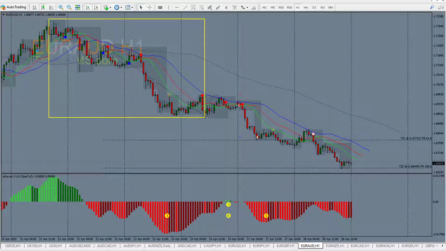Forex widget. Don't think I have it on this one. Okay, so let's go to the next one.